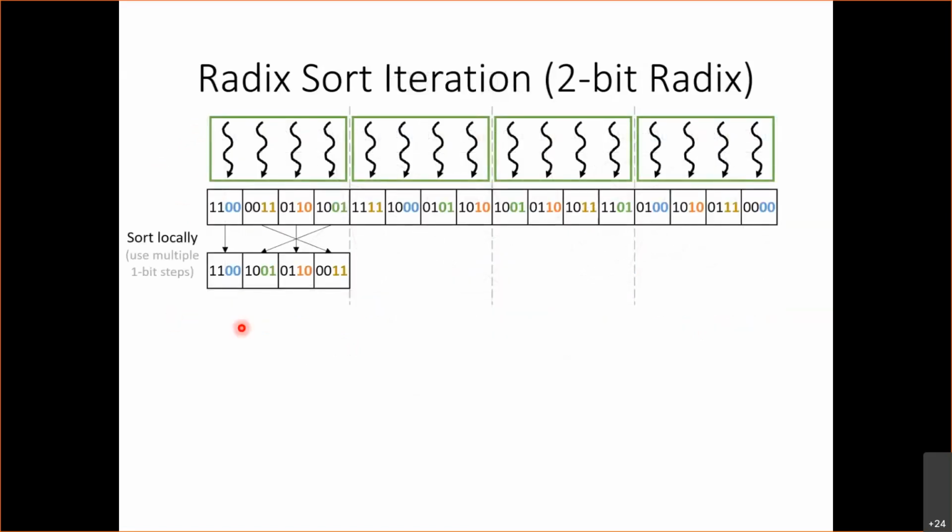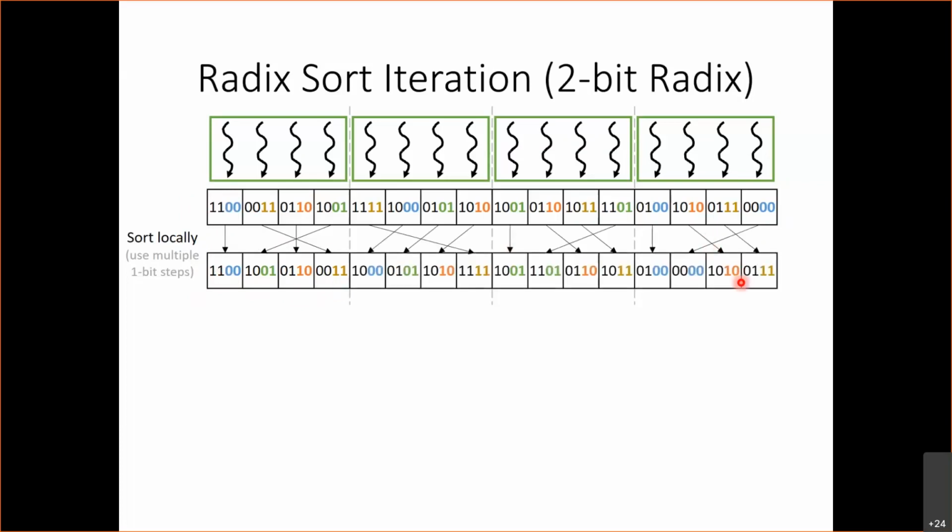So here, in order for us to separate our elements into these 4 buckets, we can do 2 consecutive 1-bit steps to give us the effect of a single 2-bit step. Each thread block is going to locally apply 2 scans to do these 2 1-bit steps in order to sort into 4 buckets. Each thread block is going to do the same. And then each thread block needs to find out which bucket it needs to write to. So how do we do that?